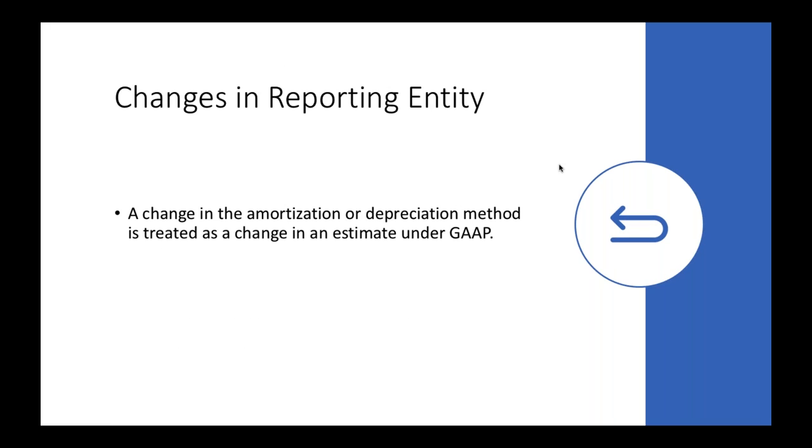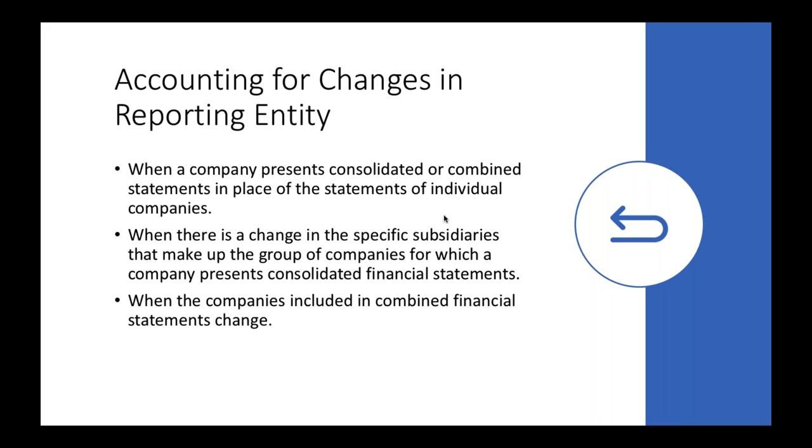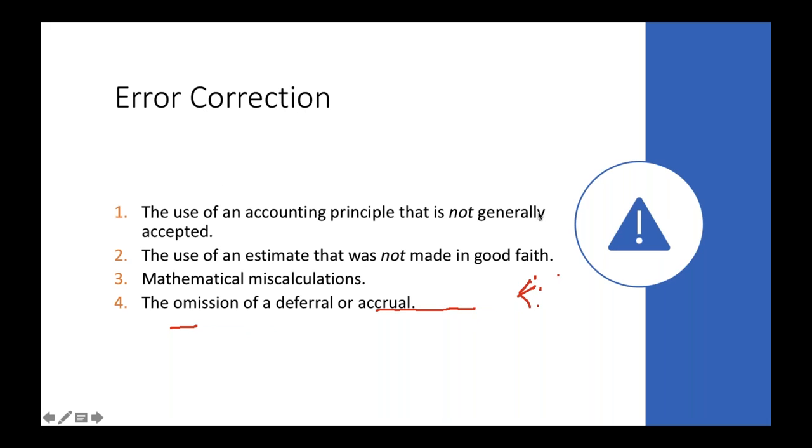Changes in reporting entity. Suppose an entity changes from individual companies to a consolidated company, or from a consolidated company to individual companies. Consolidation means you will prepare combined financial statements. Previously, we used to consolidate. Now we are preparing individually. So the knocking off of transactions between subsidiaries and parents was there. Now we are deciding to provide individual presentation.